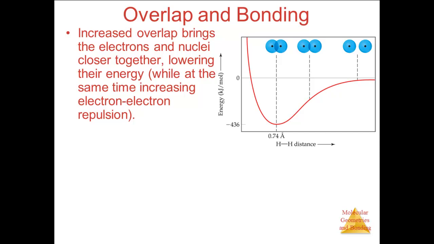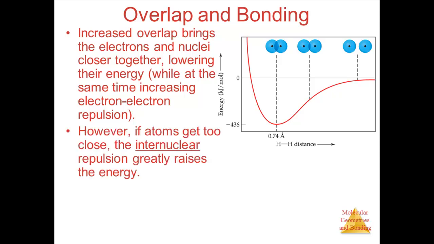It is while the electrons are in this overlap region that they are close to both nuclei, and therefore the energy is lowered. The closer the atoms get, the greater the overlap and the lower the energy. However, if the atoms get too close, the repulsions between the nuclei and between the electrons increase faster than the attractions, and the energy rises rapidly.